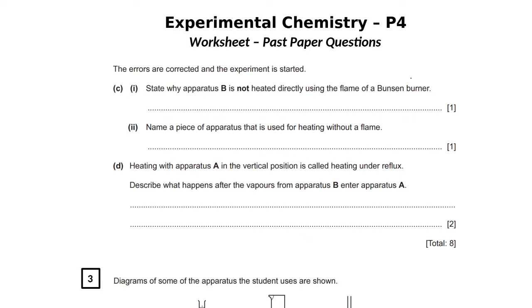Okay, in the C part, the question asks why apparatus B is not heated directly using the flame of a Bunsen burner. Apparatus B had alcohol, and alcohol is flammable. Flammable substances should not be heated directly. So you will write that alcohol is flammable. Flammable means that it can catch fire. And name a piece of apparatus that is used for heating without a flame. You can use an electric heater.